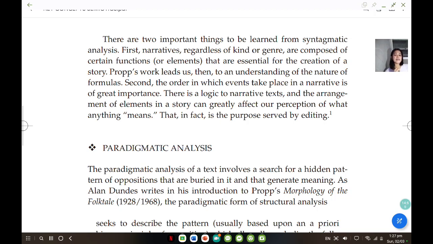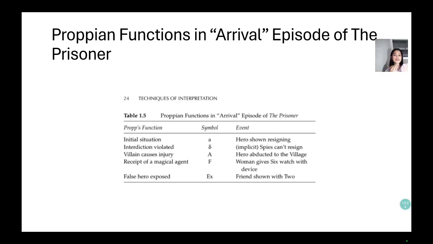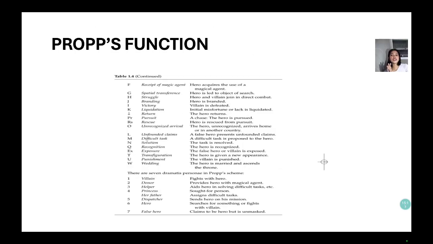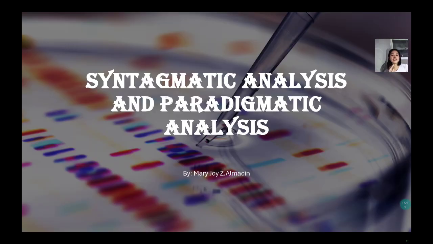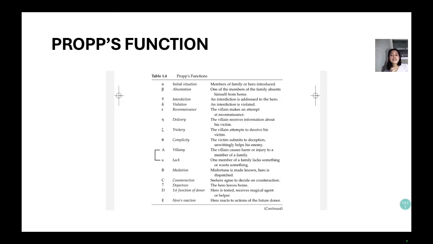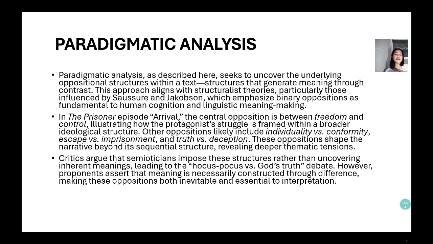The arrangement of the elements in a story can greatly affect our perceptions of what anything means, so that in fact it's the purpose served by editing. So that is the Proppian function in the Arrival episode of The Prisoner, which we discussed in the syntagmatic analysis. Now we are going to proceed to the paradigmatic analysis.